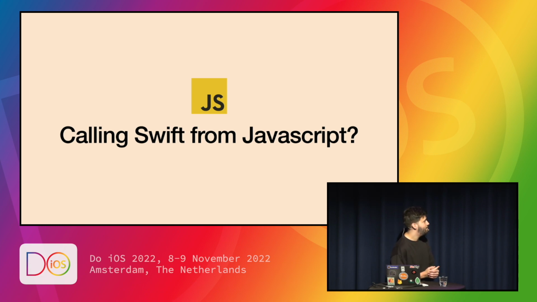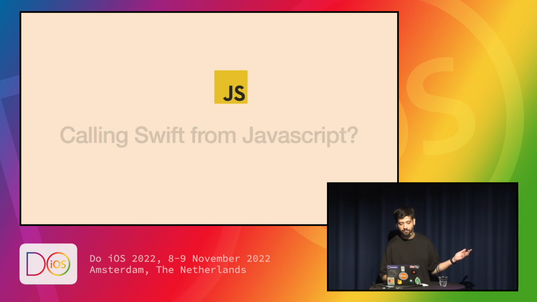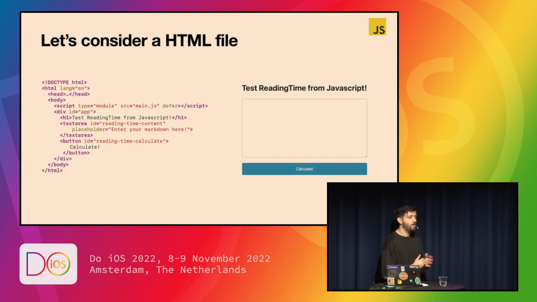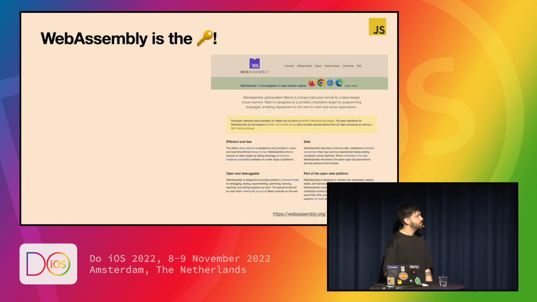And I just want to show you that you can actually take it even further, and you can call Swift from JavaScript. So let's consider you've got an HTML file, right? So you've got a text area. It looks exactly the same as our one before, without a form in this case. And you've got a button as well. So we want to do something when the user presses that button. So how are we going to do this?